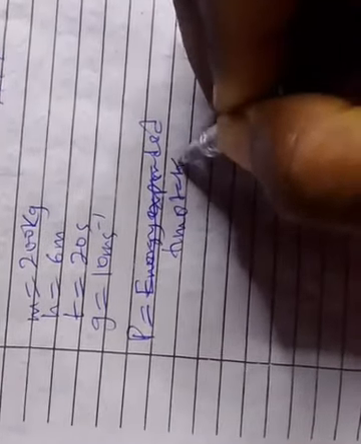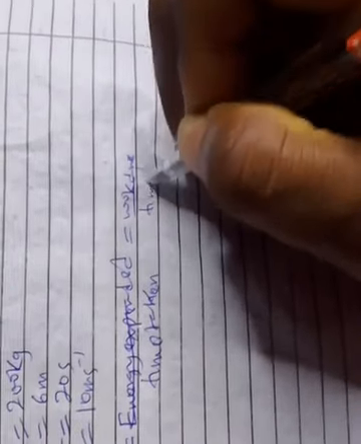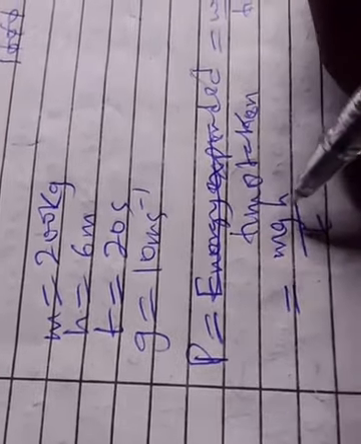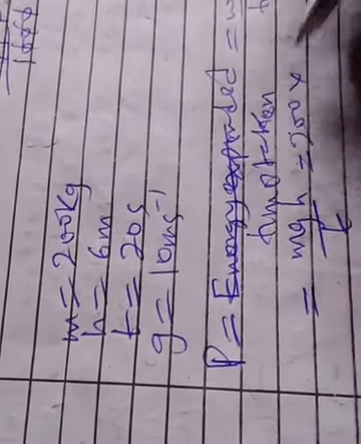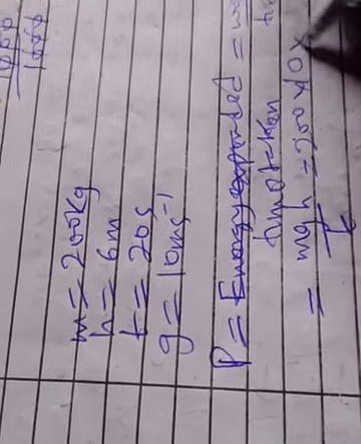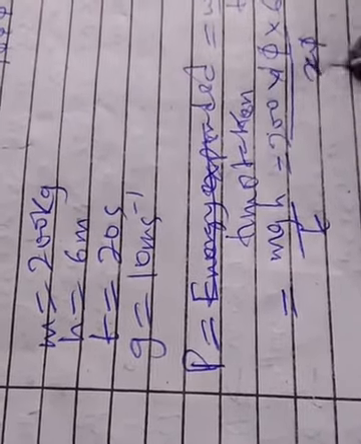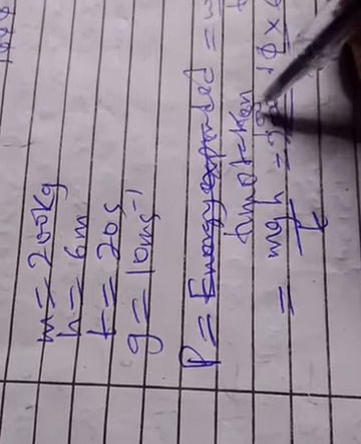So power can either be energy expended over time taken or work done over time. If this is the case, what's the next step? You just have to take note that the energy expended can be mgh over t. And what's mgh here? mgh is 200 times g, which is 10 meters per second squared, then we have h, which is 6, over t, which is 20. So we have 2 into 200 is 100.